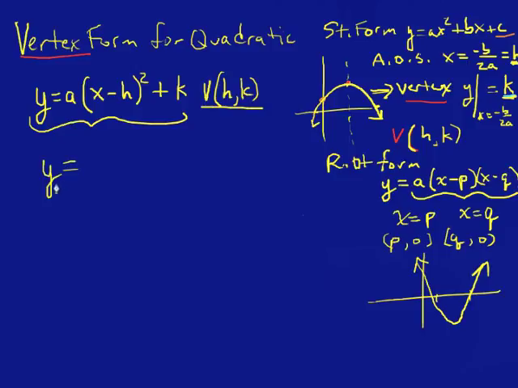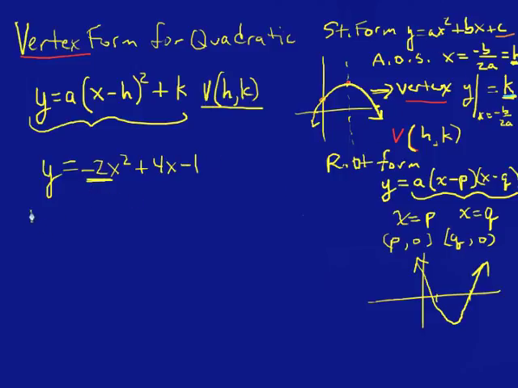Y is equal to negative 2x squared plus 4x minus 1. So here's my a value. I left it as an a value on purpose.